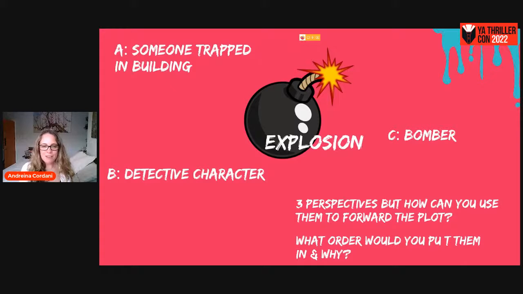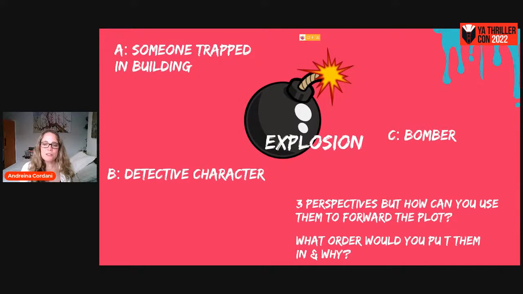Your detective character, are they close to the bomber? Is it a surprise? Someone trapped in the building, obviously there's a lot of fear, but then there could be another added part where they realize that the person crouching next to them in their sort of ruined bit of building is the bomber themselves. So you can play around with that.